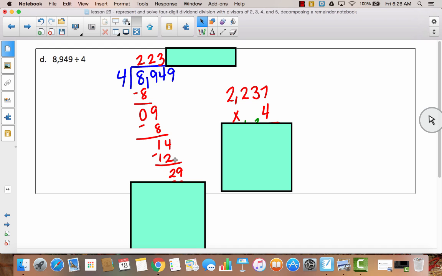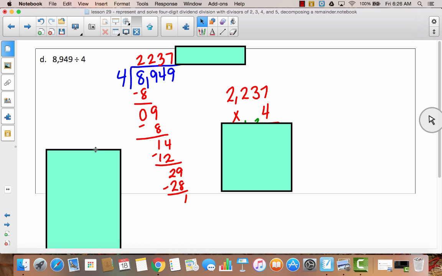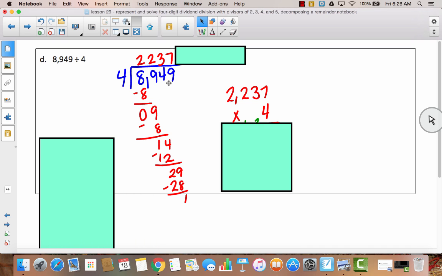I added that to my 9 ones, and now I have 29 ones. I divided that by 4. That gave me 7. 7 times 4 was 28. That left me with a remainder of 1. So now you can see why this is called long division, because it kind of gets long. But you're basically just doing the same thing over and over and over again.